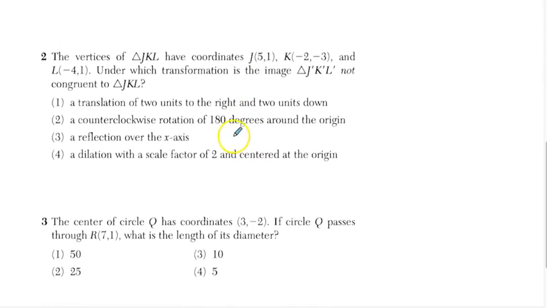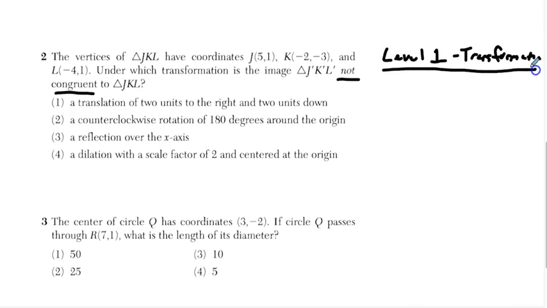Number 2. The vertices of triangle JKL have coordinates J (5, 1), K (negative 2, negative 3), and L (negative 4, 1). Which transformation makes the image J'K'L' not congruent to triangle JKL? Well, this is a level 1 question. That's where we learned about transformations.